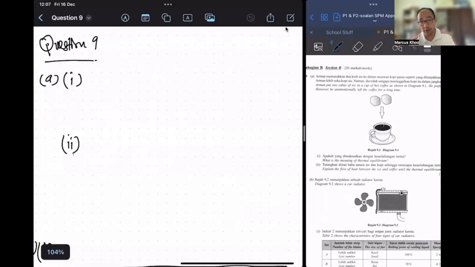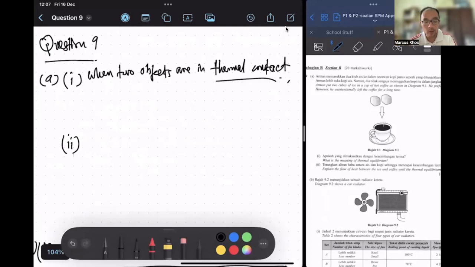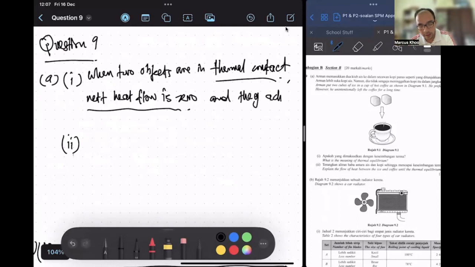So what is the meaning of thermal equilibrium? Thermal equilibrium is a situation when 2 objects are in thermal contact. The first keyword is thermal contact. When 2 objects are in thermal contact, the net heat flow is 0. That is the second point. And they have the same temperature.